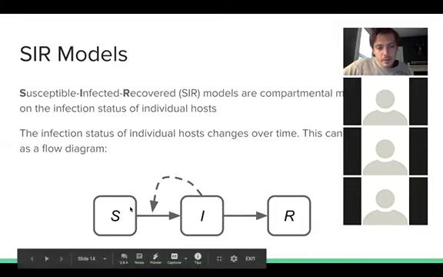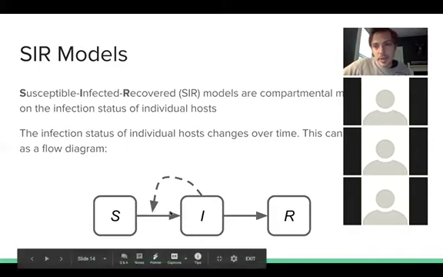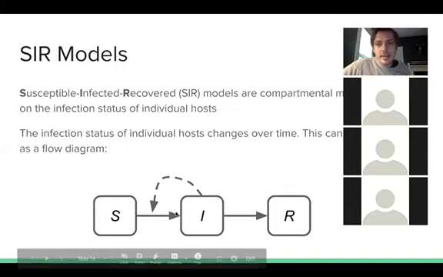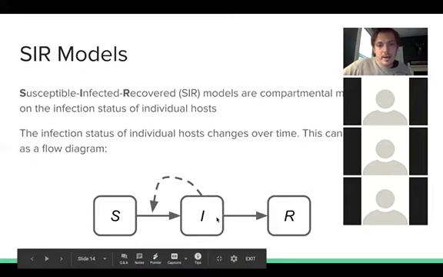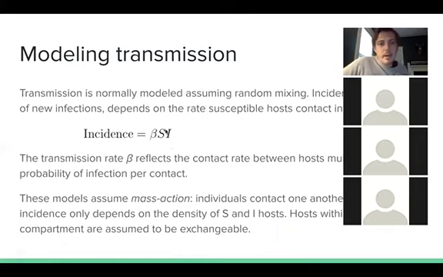So this basic flow diagram suggests that there are basically two different processes we need to think about and model. There's the transmission process of how infected individuals infect susceptible individuals. And then there's the recovery process of how infected individuals recover. So we'll start with the transmission process. Transmission in these SIR type models is normally modeled assuming random mixing.